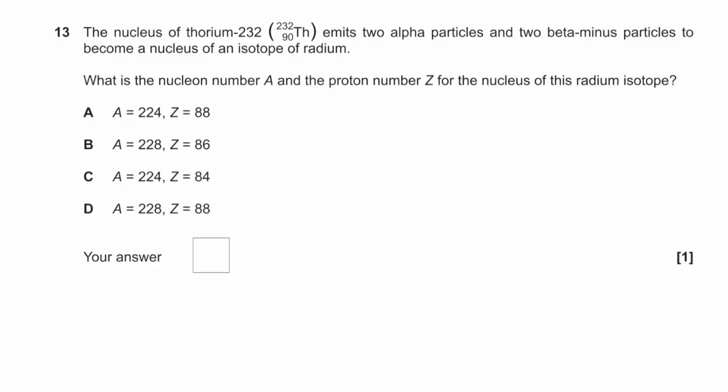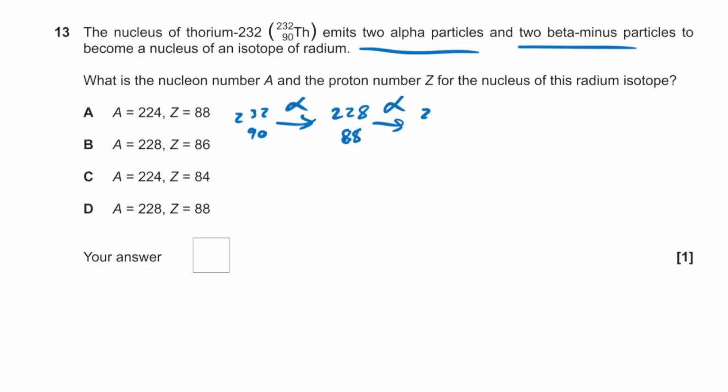13, bit of nuclear. We have an isotope. It emits 2 alpha particles and 2 beta minus particles. What is the nucleon number A and the proton number Z for the nucleus of this radium isotope that is produced? So let's just go the long way around, shall we? So let's do 1 alpha. So 4 off the top, 2 off the bottom, another alpha, and then a beta minus. Hang on a minute.